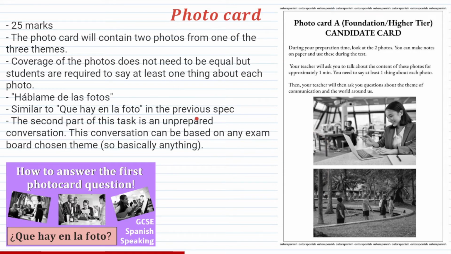This is quite similar to the ¿qué hay en la foto question in the previous specification, which I have a whole video about. And in this video, I go through a really good template. So I would encourage you to have a watch through of this. The acronym I use is PALMA, and you may have seen it before. After this, there is another fully unprepared conversation. This time, it can literally be on anything. So although I said earlier that they have scrapped the general conversation, its remains can still be seen here.